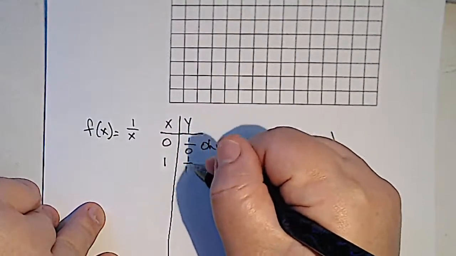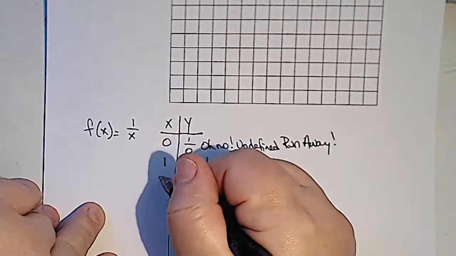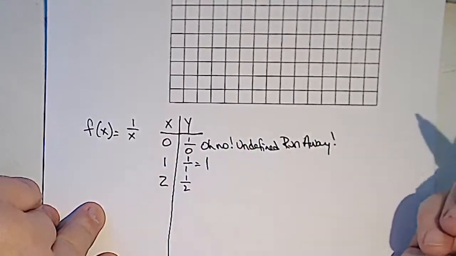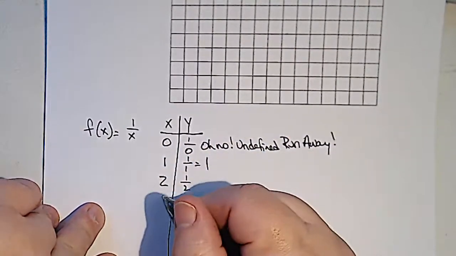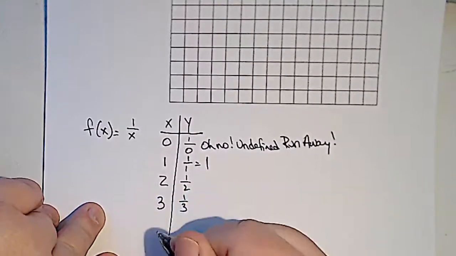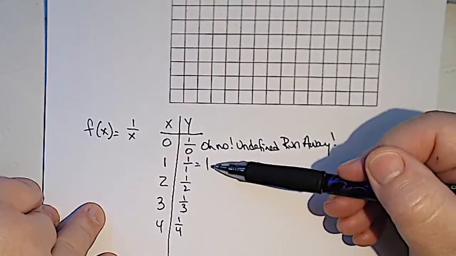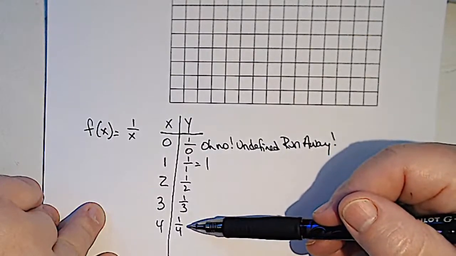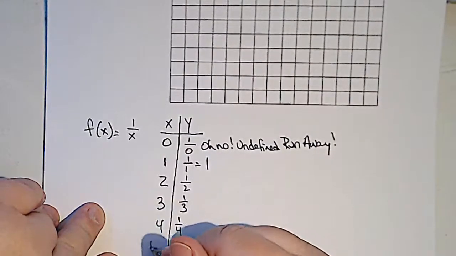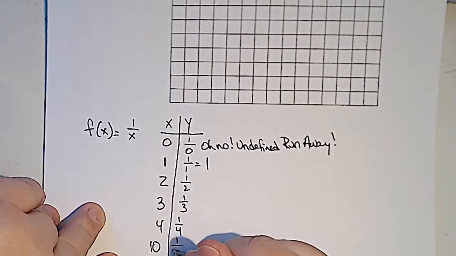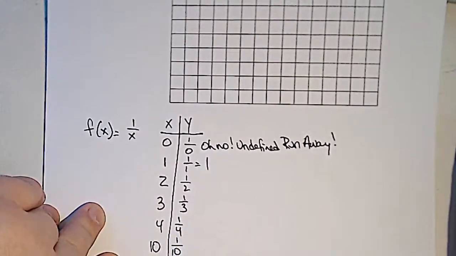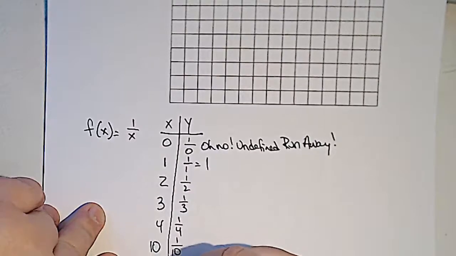y is 1 over 1, which is 1. Awesome. x equals 2, y is 1 over 2. This is like the easiest thing I've ever done. 3, 1 over 3. Yay, 4, 1 over 4. So notice what's happening to y. y starts at 1 and it gets smaller, but it stays positive. If x is 10, y is 1 over 10. Okay, that's pretty good. x is 100.